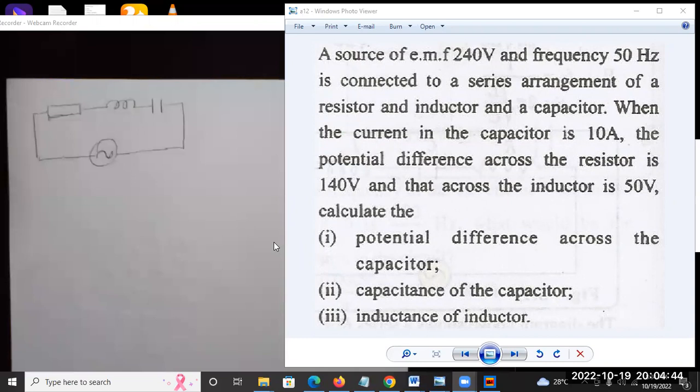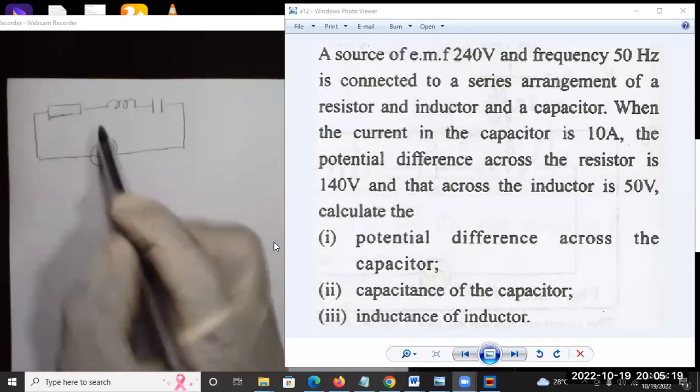A source of EMF 240 volts and frequency 50 Hz is connected to a series arrangement of a resistor, an inductor, and a capacitor. When the current in the capacitor is 10 ampere, the potential difference across the resistor is 140 volts, and that across the inductor is 50 volts. Calculate the potential difference across the capacitor, the capacitance of the capacitor, and the inductance of the inductor.